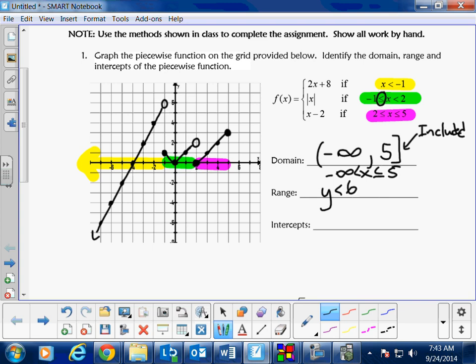Now, as far as intercepts, let's go ahead and show those in red. Intercept here, here, and here. So I have 3 points. They're specifically (-4, 0). And I'm looking for both x and y intercepts. When they just say intercepts, you have to assume that it's going to be both. (0, 0), and then also (2, 0). Okay, fantastic. Let's go ahead and move on to the next problem.